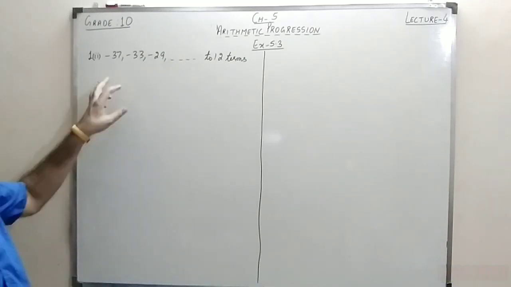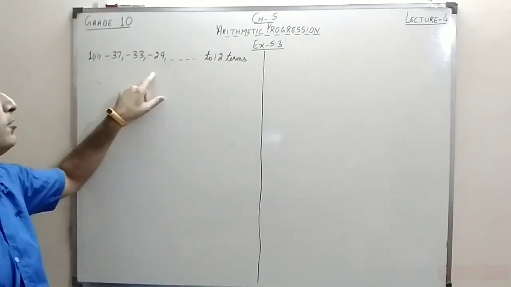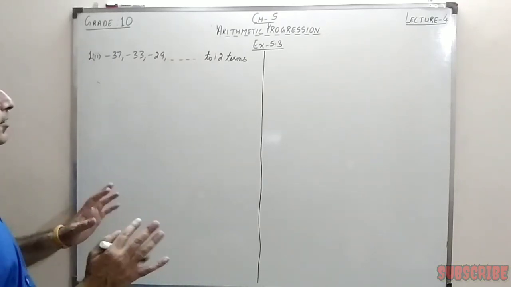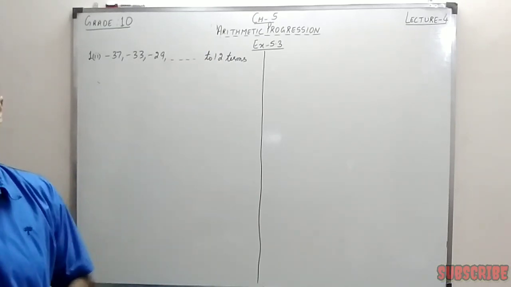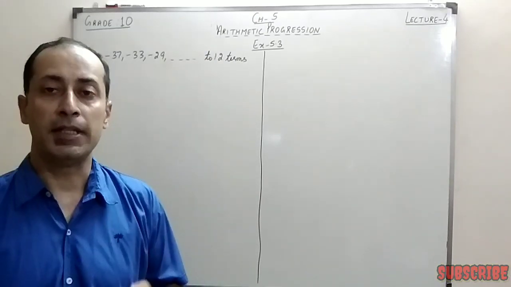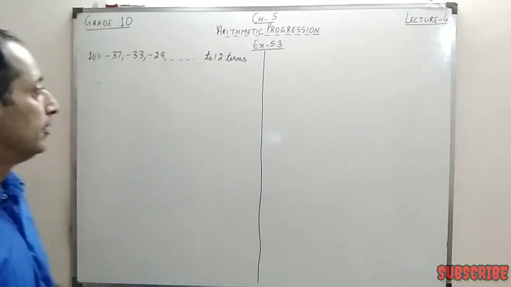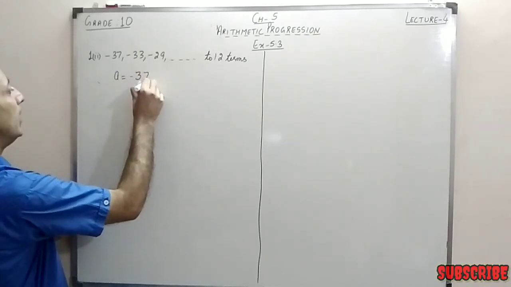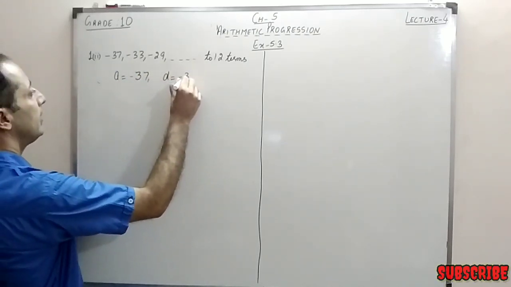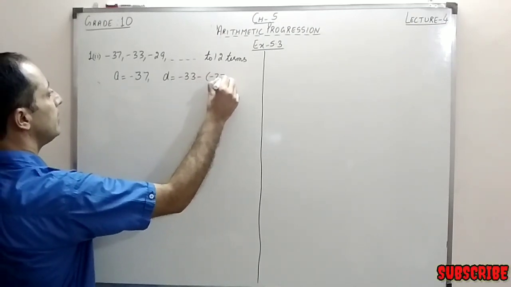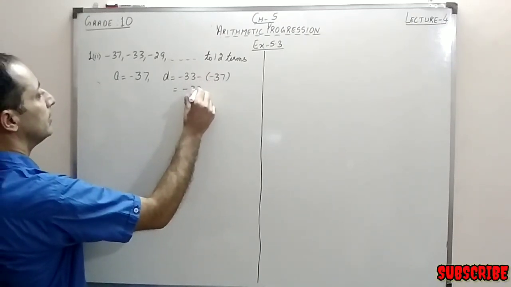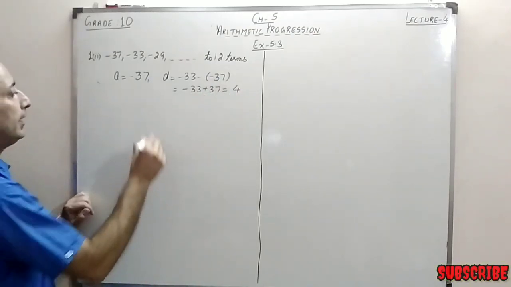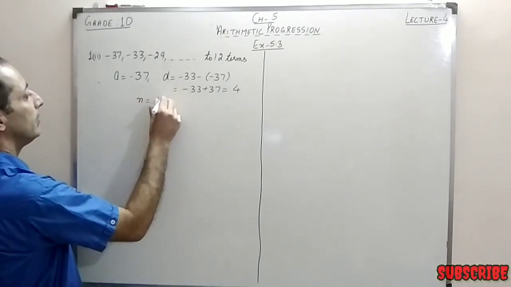In the second part, the AP is given as minus 37, minus 33, minus 29, and I have to find the sum of first 12 terms. So what are the things given to us? See, whenever you're writing any question in mathematics, the first step is what are the things given to you. That is the most important thing you should write first, right? So I have the first term a as minus 37. I can find d. So d will be minus 33 minus minus 37, so that becomes 4, right? And the sum which I have to find for the 12 terms.